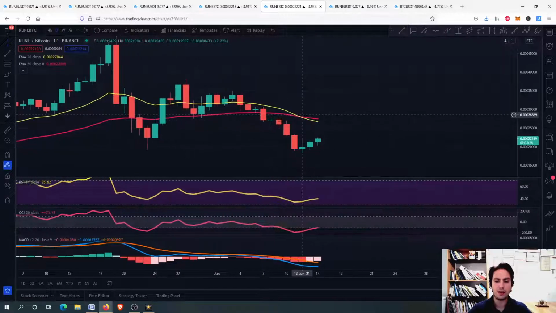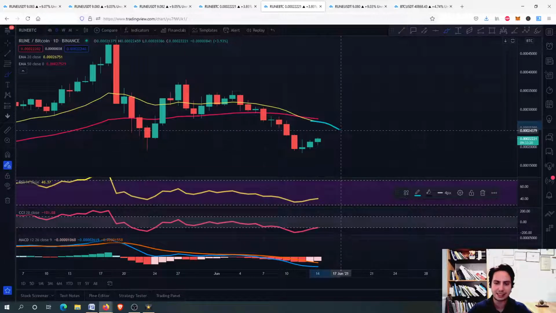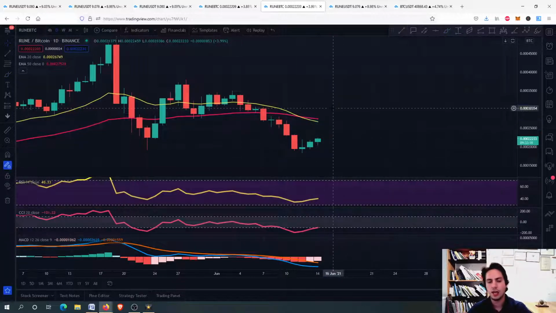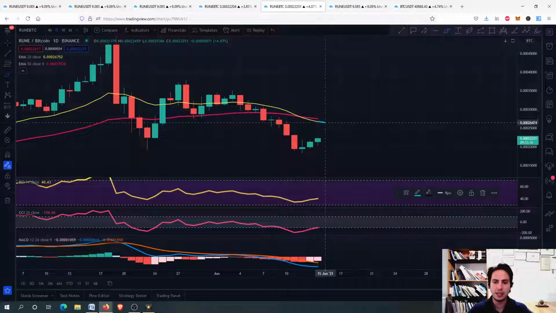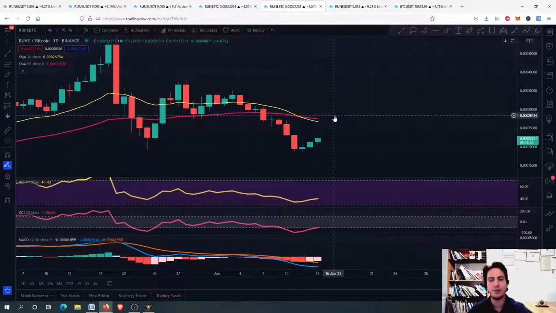The only bad thing here is that when they cross the 50-day MA, what we hope for is not to get much distance between those lines and to soon have a pump up in order to see the yellow line crossing again the 50-day EMA, the red line.